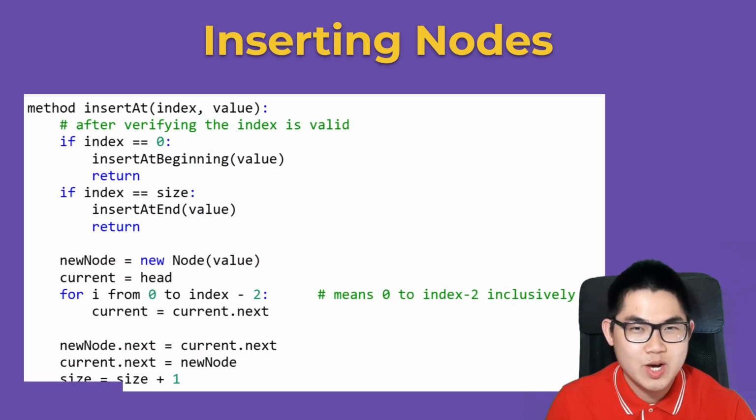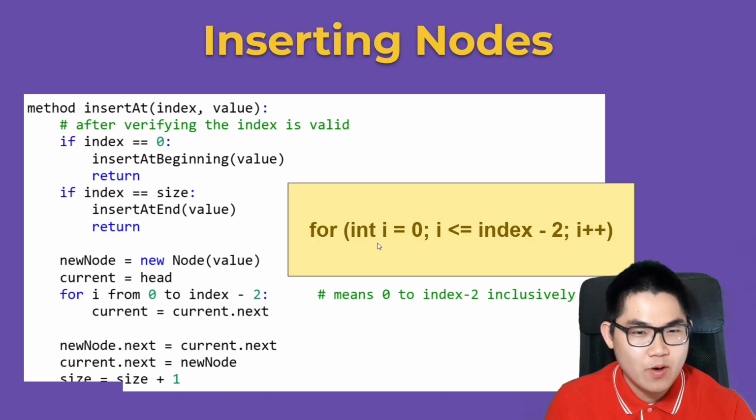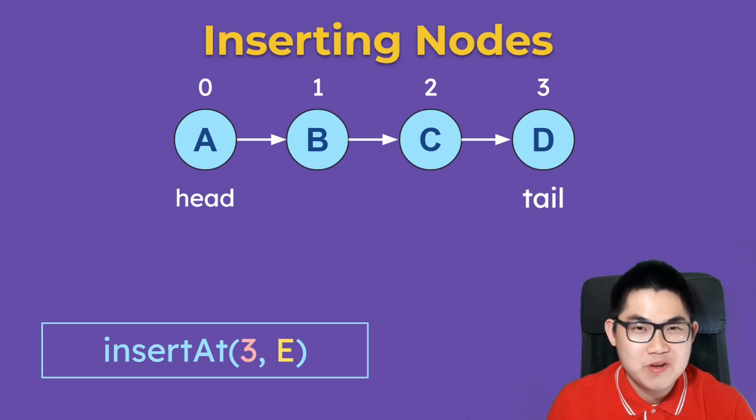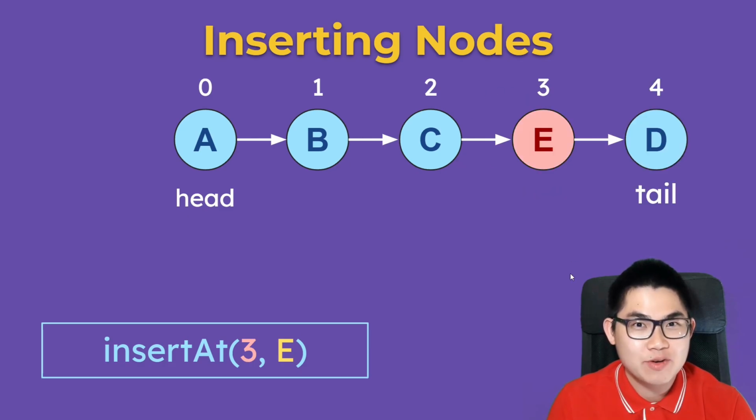Here is the pseudocode. Feel free to pause the video and take a look at it. Just one thing to note is that in this pseudocode, the for loop is inclusive, meaning for i is equal to 0 to index minus 2 inclusively. Now, I have an exercise for you. So go ahead and try to insert E at index 3 in this linked list. And you should get this as the result.